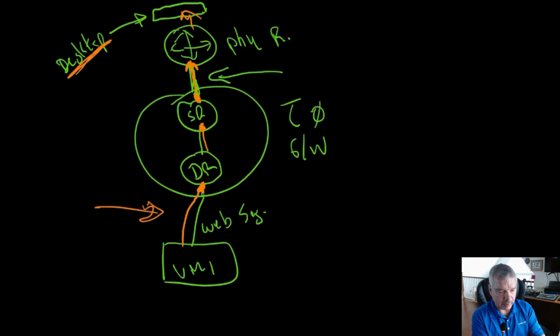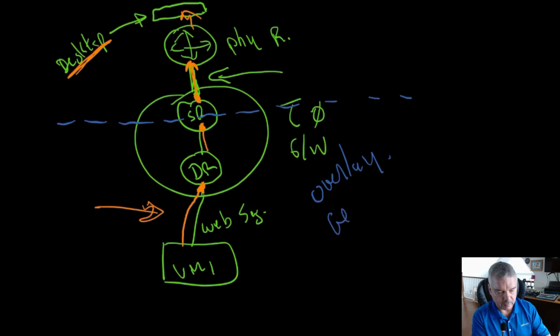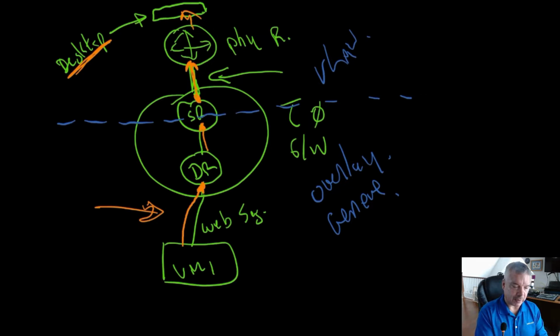Now, at this point, let's change my colors, and I'll draw a blue line here. I'm drawing it through the middle of the SR. It's an easier way to explain it. Below the blue line is overlay networks, overlay. So it's going to be Geneve. And above it is VLAN. Okay. So you see the SR sits in the middle of the blue line.